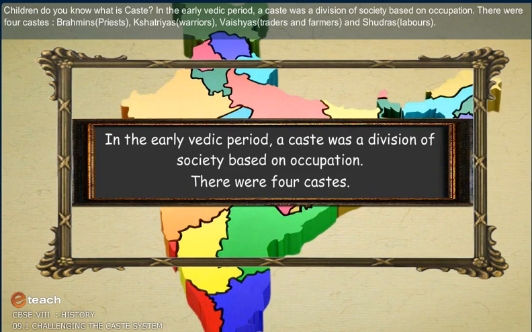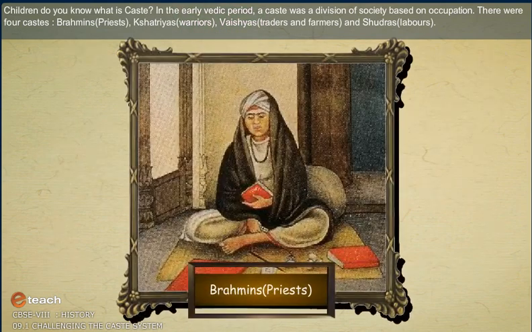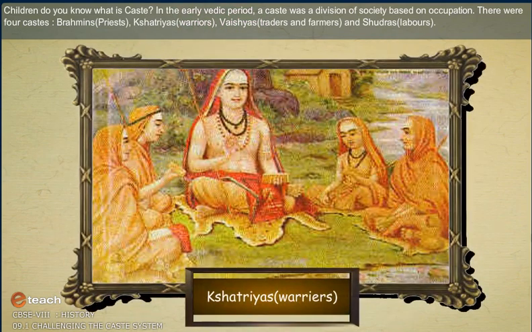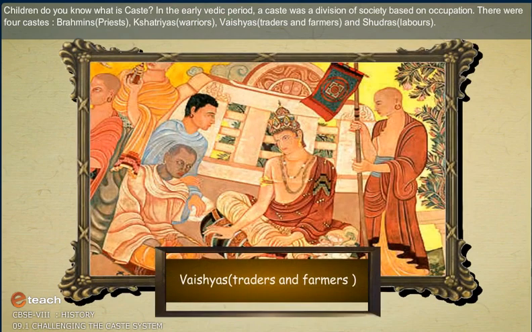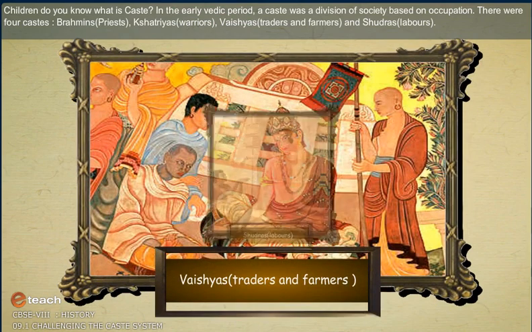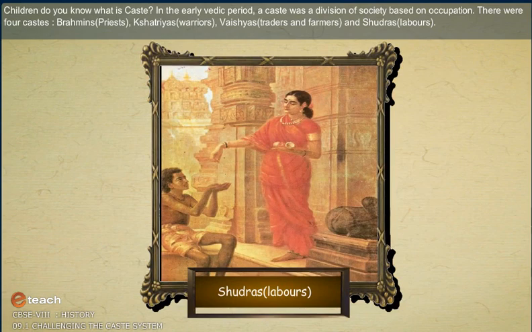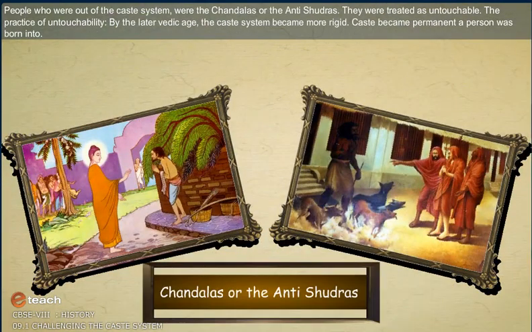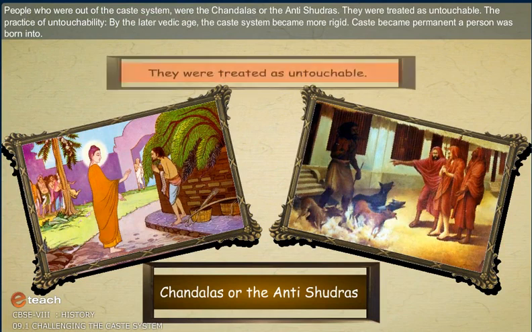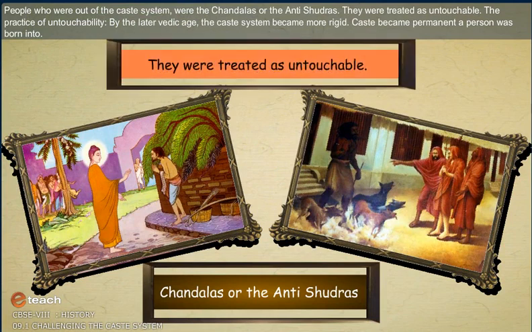In the early Vedic period, a caste was a division of society based on occupation. There were 4 castes: Brahmins, priests; Kshatriyas, warriors; Vaishyas, who were traders and farmers; and Shudras, who were laborers. People who were out of the caste system were the Chandalas and the anti-Shudras. They were treated as untouchable.